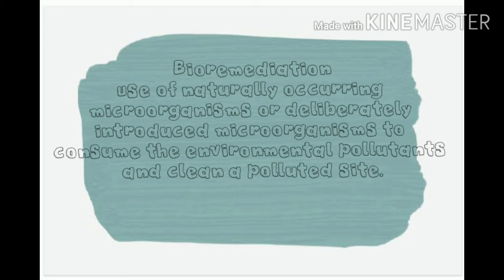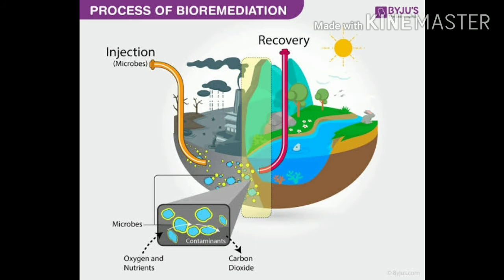a polluted area where there are so many pollutants present, in order to clean that polluted site and make it an unpolluted area. We are using microorganisms here. That is why the term bio is used. See the picture. The left side of the picture is a polluted area. Introduction of microbes is making it an unpolluted area. The recovery of the area is happening. That is what the process of bioremediation means.